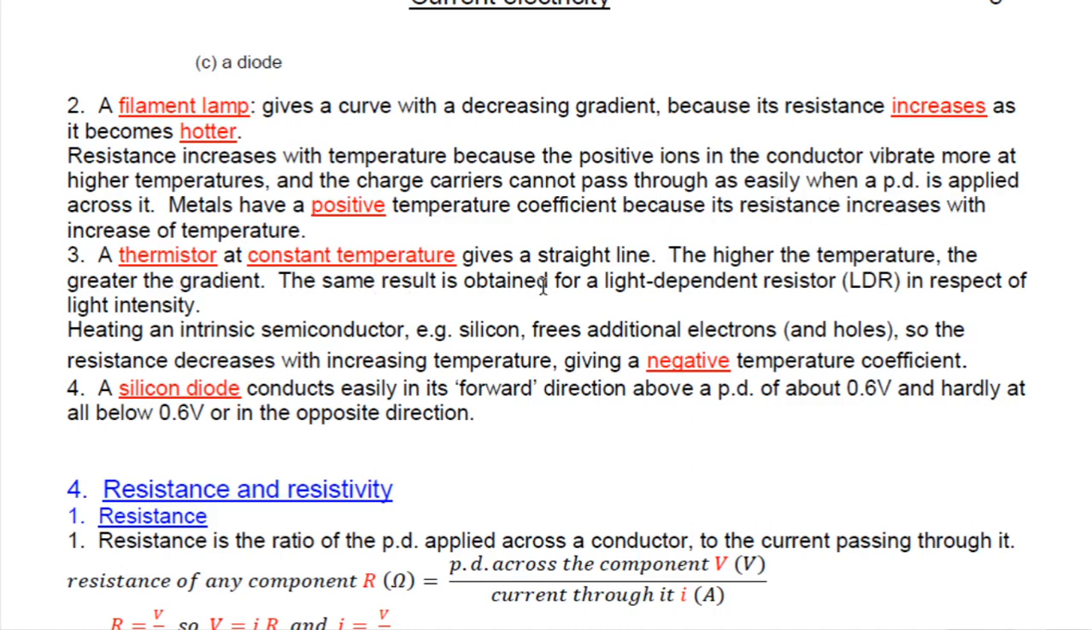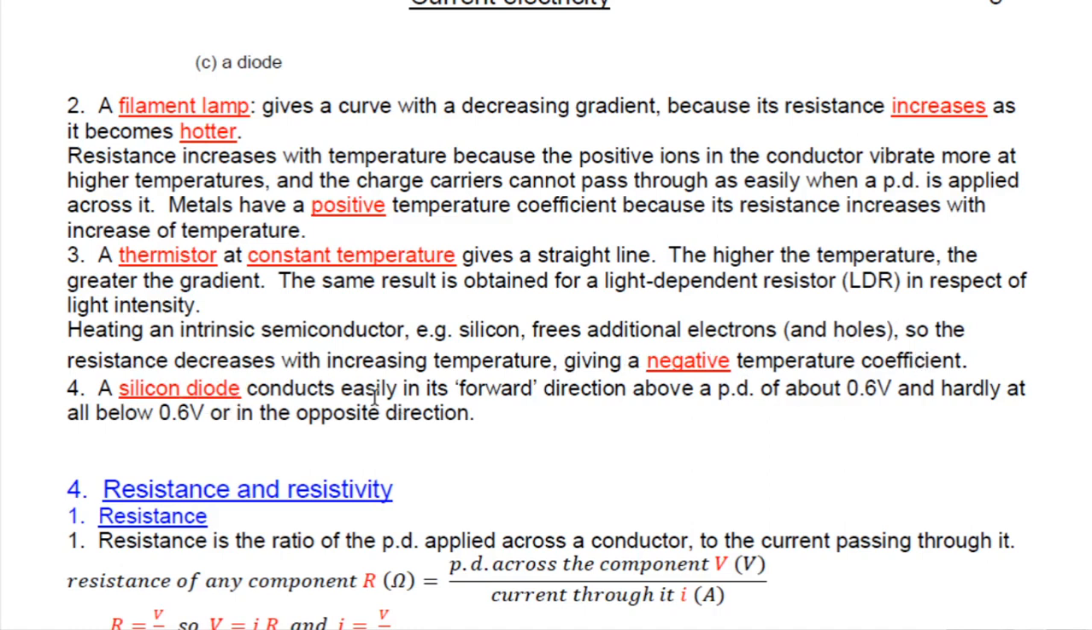A thermistor at constant temperature gives a straight line. The higher the temperature, the greater the gradient. The same result is obtained for a light-dependent resistor in respect of light intensity. So we only consider negative temperature coefficient thermistors as well as negative coefficient LDRs. Heating an intrinsic semiconductor, e.g. silicon, frees additional electrons and holes. So the resistance decreases with increasing temperature, giving a negative temperature coefficient.